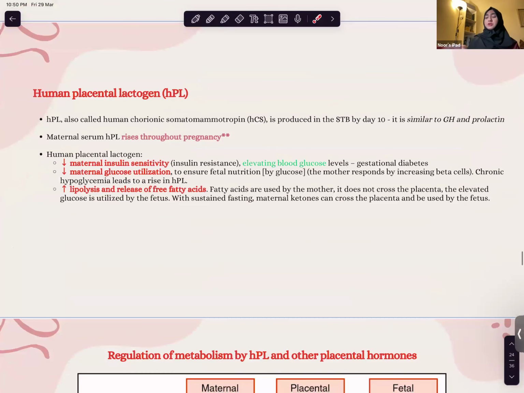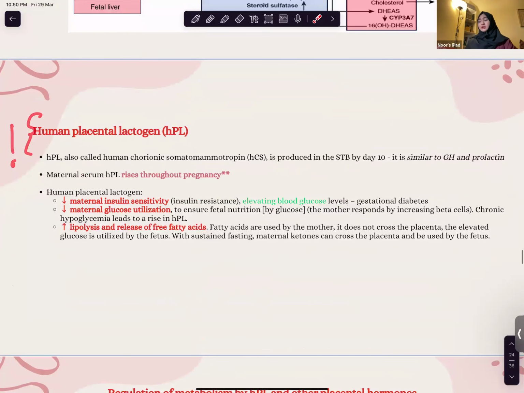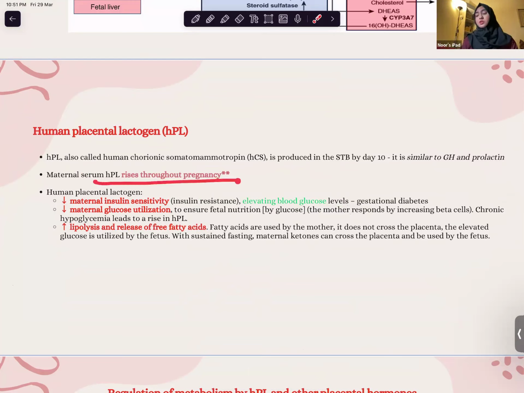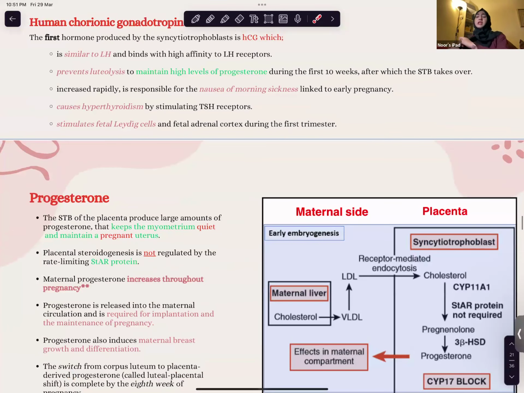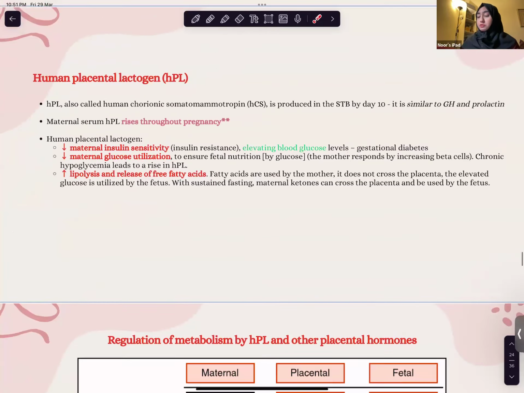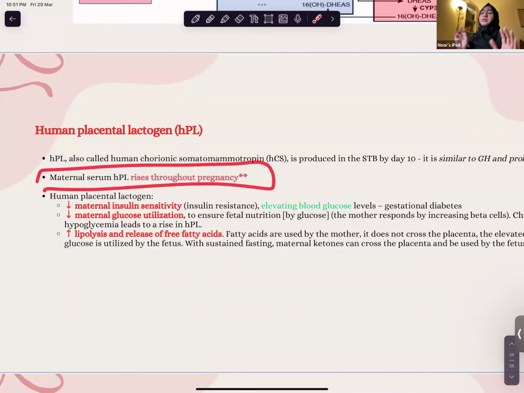Talking about human placental lactogen, this hormone specifically is very important. It is produced by the syncytial trophoblast by day 10. Remember, it is similar to growth hormone and prolactin, and it rises throughout pregnancy. Two hormones that continuously rise throughout pregnancy are HPL and progesterone. Let me go back to progesterone. Please remember this: maternal progesterone increases throughout pregnancy. Similarly, human placental lactogen also increases throughout pregnancy.